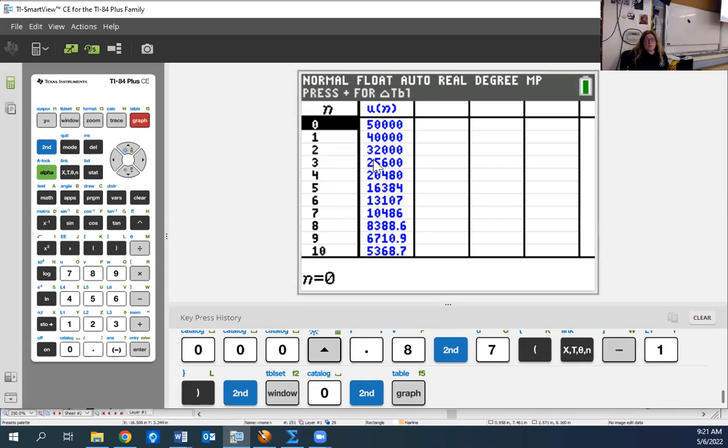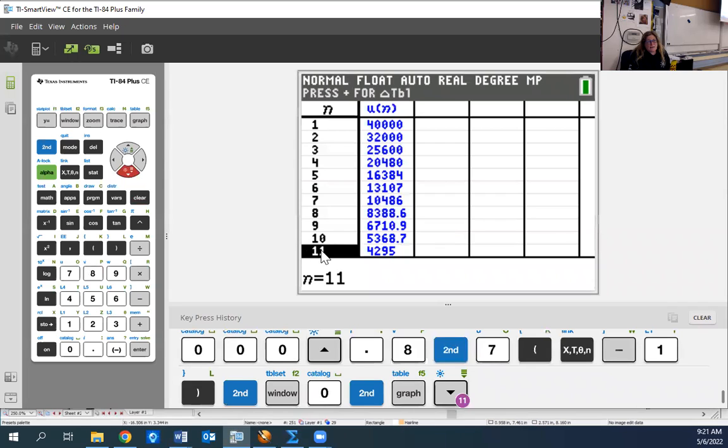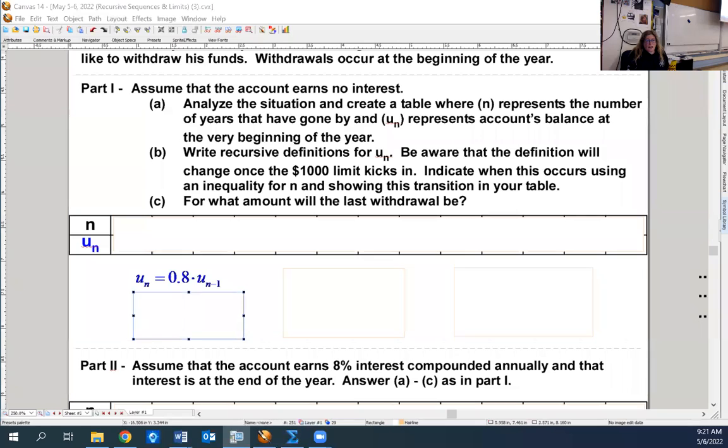And I said, okay, I'm going to be using this 20% thing until I get below the 5,000 mark. You guys, when does that happen? How many years does it get below the 5,000? There it is, guys. 11 years, right? At 11 years, it's $4,295. So in the table, I'm going to say, okay, well, 11 years is where that switcheroo happens.